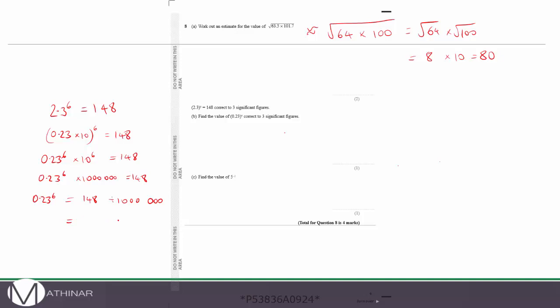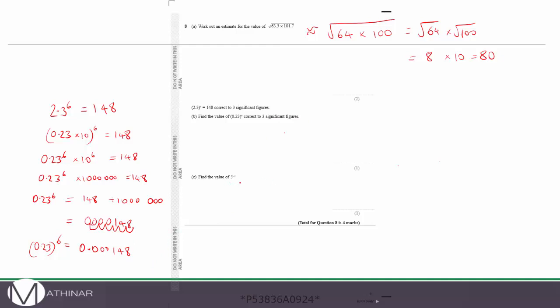And how do I work that out? Well, I can write down 148. Now the decimal point for 148 is here, and we need to move it 6 decimal places. So I'm just going to add in a few zeros. So 1, 2, 3, 4, 5, 6. So 0.23 to the power of 6 is equal to 0, and then the point goes here, and then we've got 1, 2, 3 zeros, 1, 4, 8. And it says give your answer to 3 significant figures, which we have.